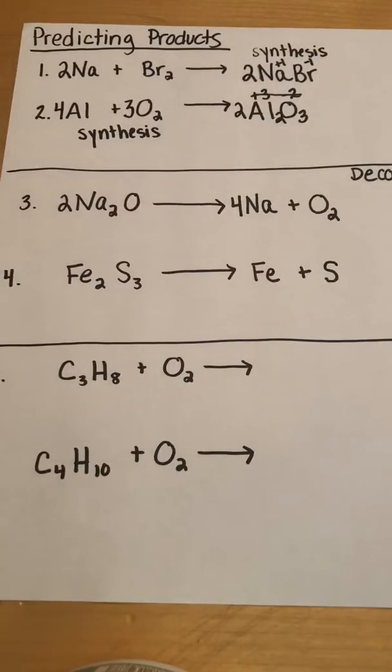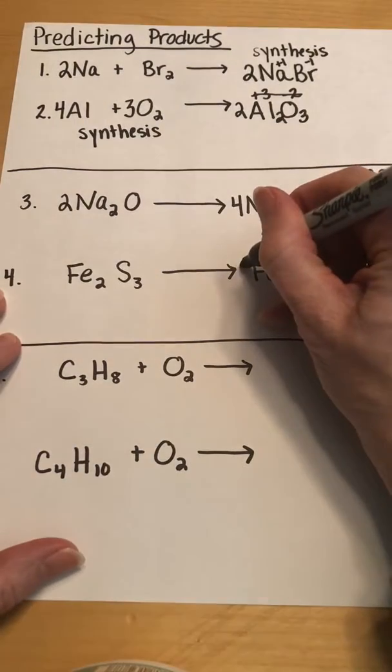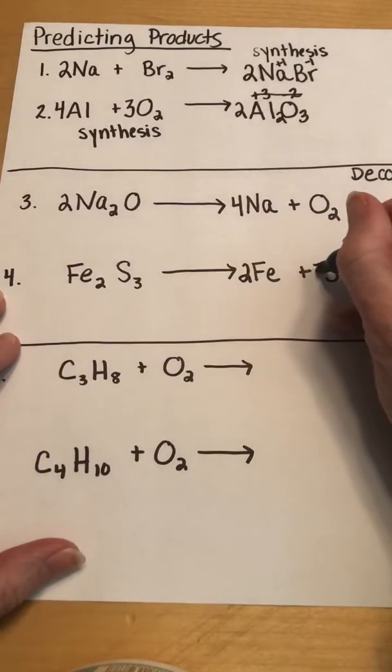In our case, since they're just splitting apart into the individual elements, they do not ever have subscripts unless it's one of those 7 diatomics. Neither of those is one of the 7 diatomics, so they're just left alone. So then all I have to do is make sure that this balances with a 2 there and a 3 there.